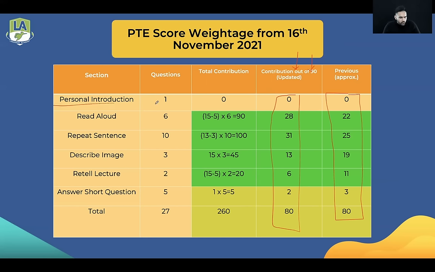Personal introduction, you get one question, there's no contribution. Read aloud, it should be 60 here, but the marking is fine, don't stress. In read aloud, you're going to get an average of 6 questions, and this is going to give you around 28 points in speaking. Repeat sentences, 31 points in speaking. Describe image, 13 points. Retell lecture, 6 points. And answer short questions, 2 points. You're going to make it to 80, plus 10 equivalent to 0, and you're going to get a 90. And speaking is easy to score.